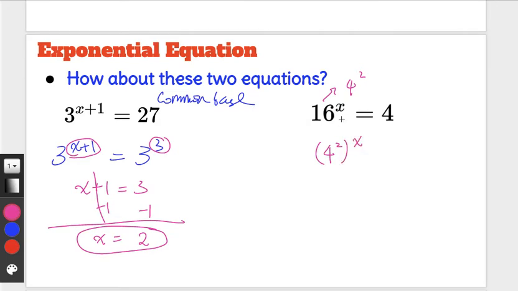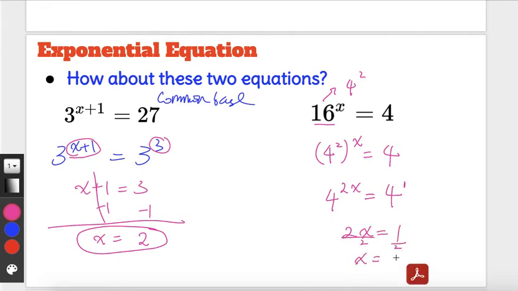Remember, the left side is 16 to the x power. I just replace 16 with 4 squared, so now it is 4 to the 2x. Remember, the exponent on the right side, x to the power, is 1. So some students might say, oh, that means 2x equals 0. It's not. It's 2x equals the invisible 1 here. So 2x equals 1. Then x is, we divide by 2 here, 1 over 2. Okay?